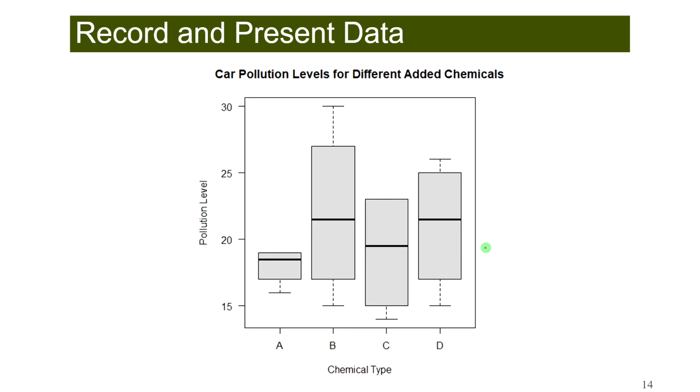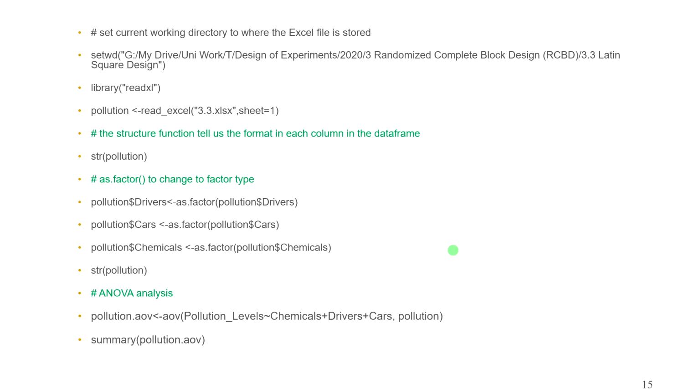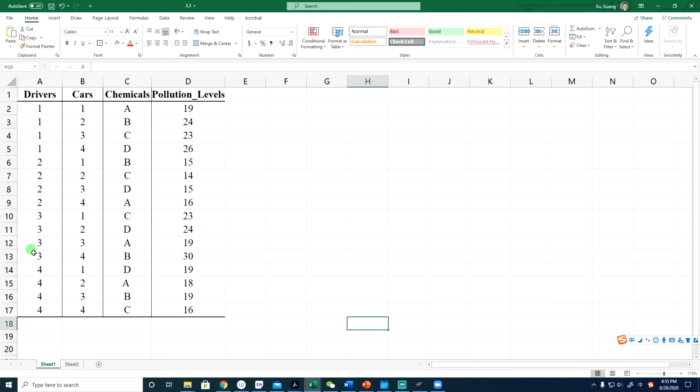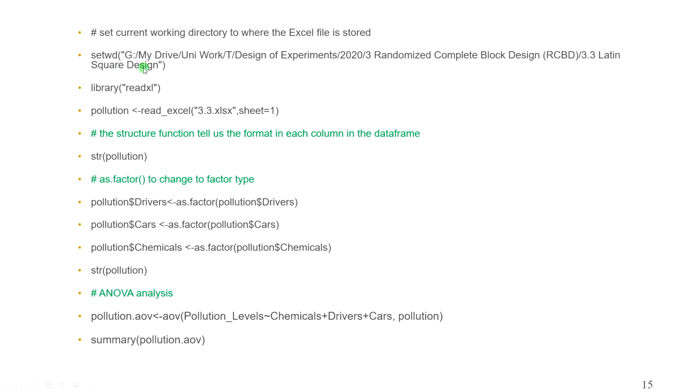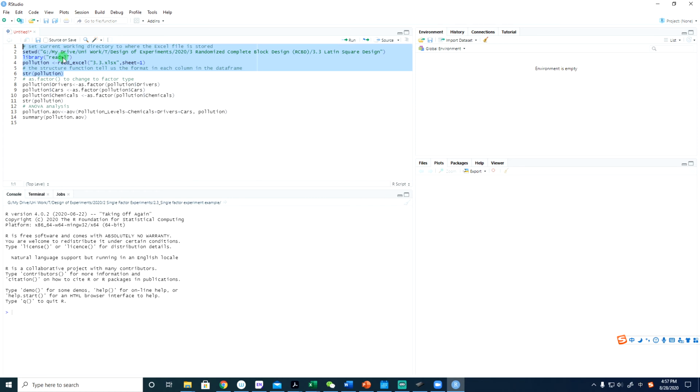Now I will show you how to use R code to perform the ANOVA analysis and plot this figure showing the pollution levels for each treatment chemical type. These are the R codes to perform the ANOVA analysis for the car pollution example. I have stored the data in an Excel file. I set the current working directory to where I have stored this Excel file. Load the readxl library, read the data, and store it in a data frame called pollution. I use the str function to look at the structure of the data. For now, let's just execute these lines.